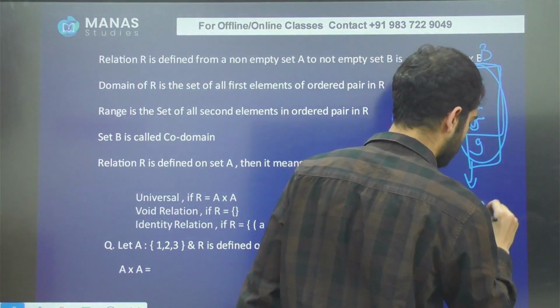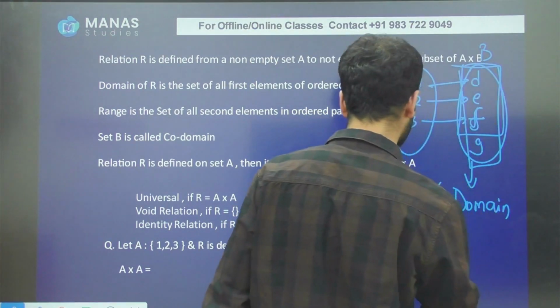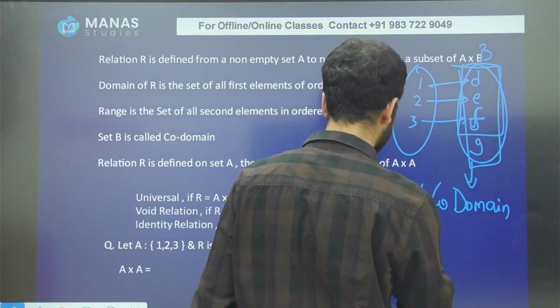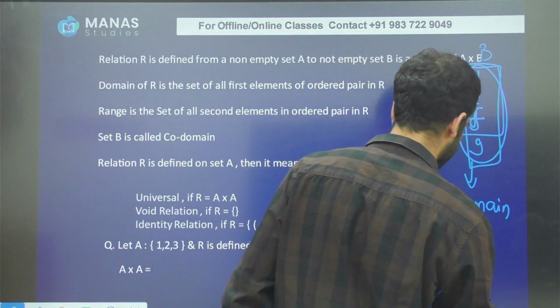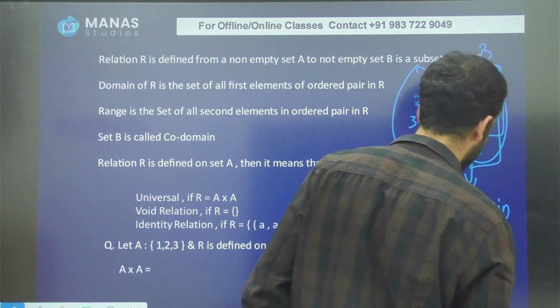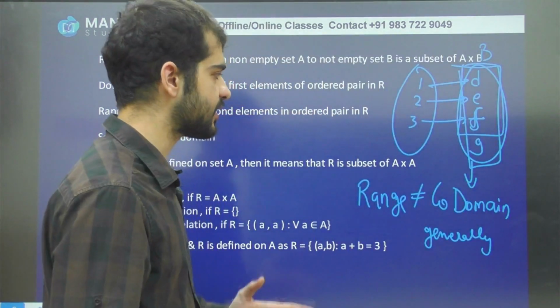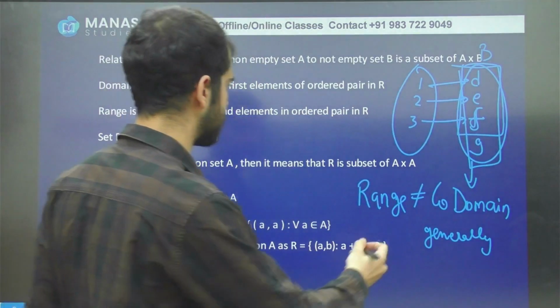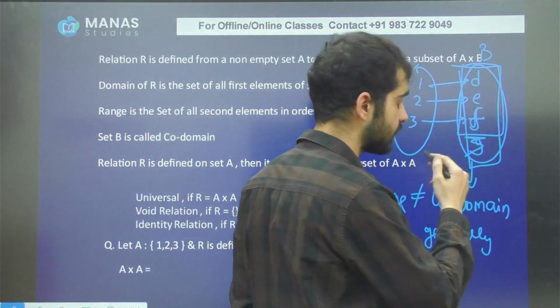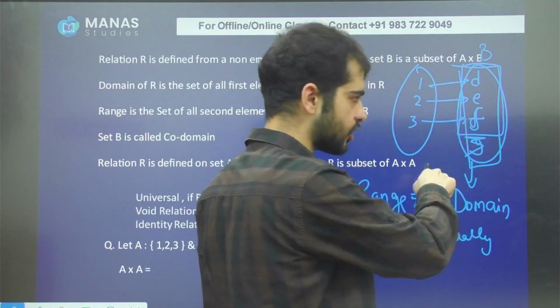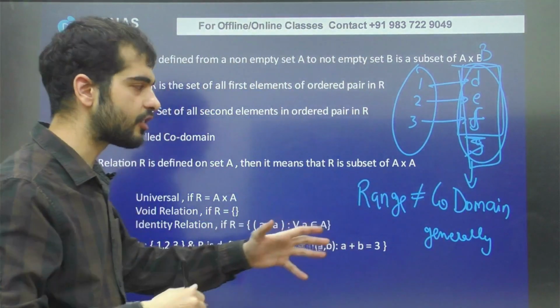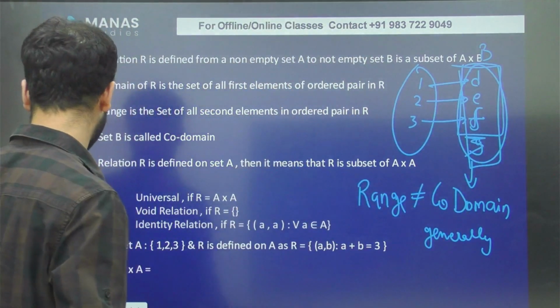Now it's a point of confusion for many. Codomain is not always equal to range. This is not true. Generally, they are unequal. There can be a unique case in which the range and codomain are equal. Let's say if it did not comprise g, then range and codomain would have been equal. But in general cases, range and codomain are different from each other.